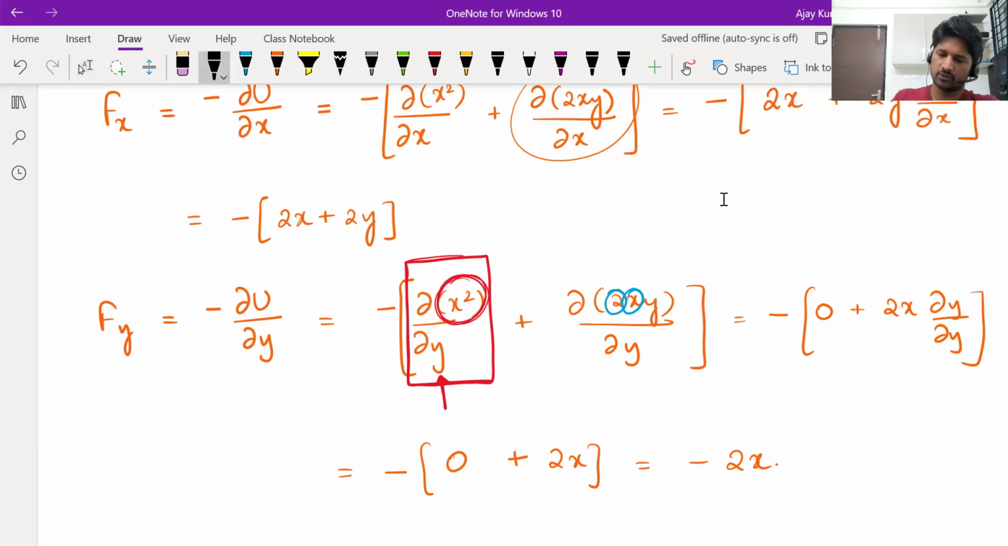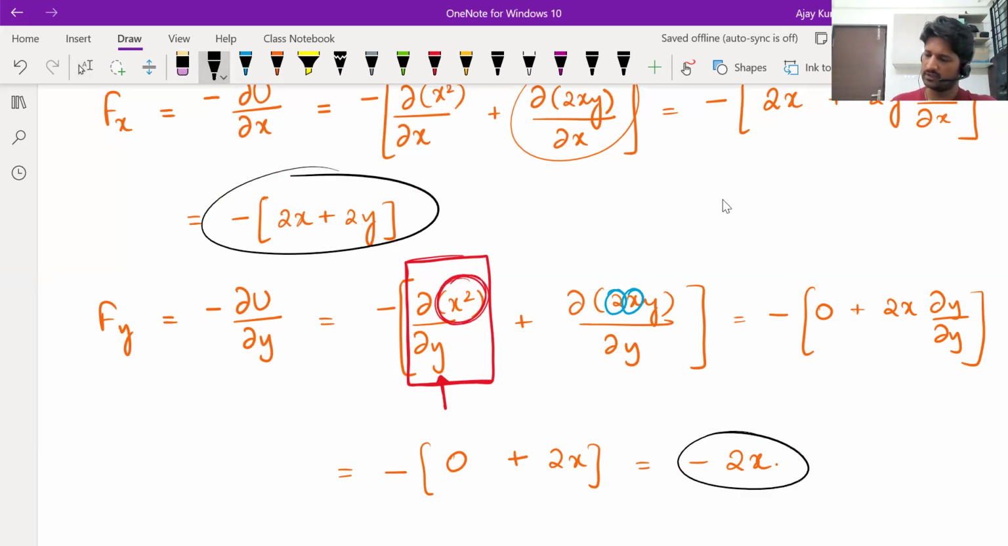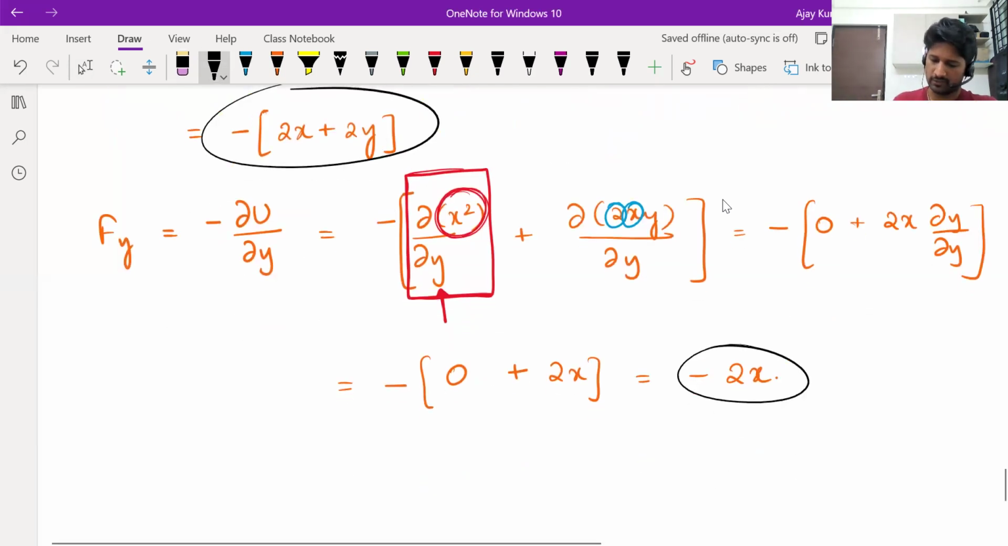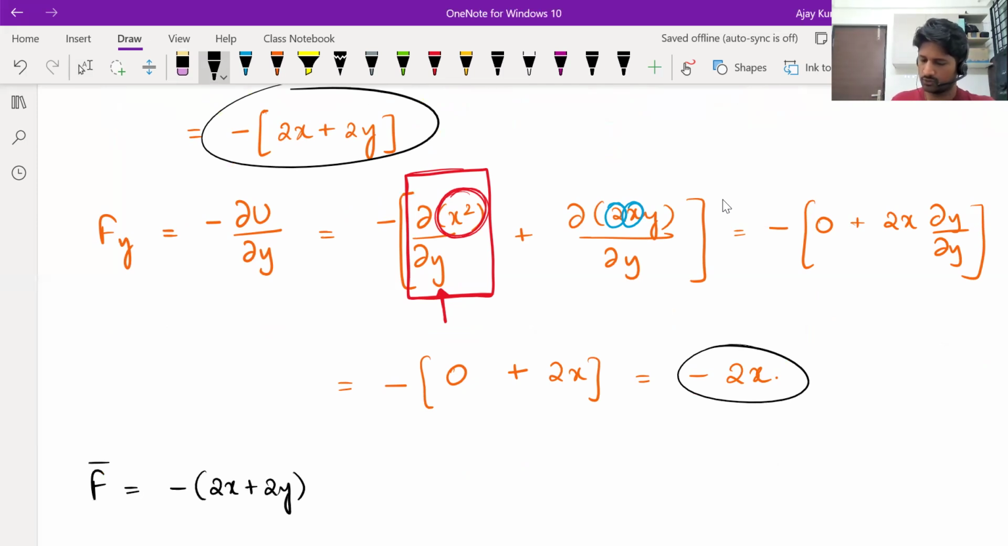Now we got both the x component and y component of the force. Then we can express the complete force at once, like in one equation. You can write it as negative of 2x plus 2y. This was the x component of the force, no? So i cap. And negative of 2x. This was the y component of the force, so j cap. That way you can write the entire force equation.